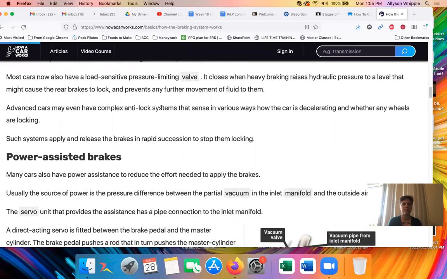Advanced cars may even have complex anti-lock systems that sense in various ways how the car is decelerating and whether any wheels are locking. Such systems apply and release the brakes in rapid succession to stop them locking.